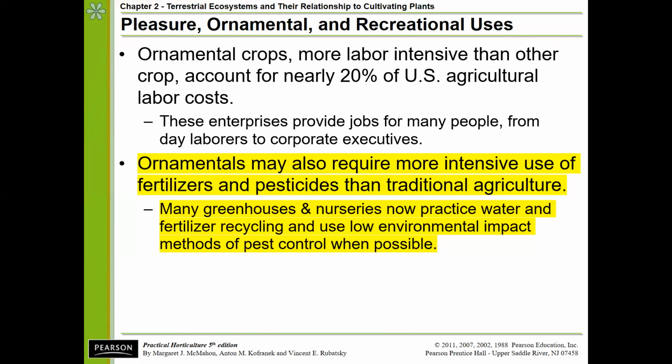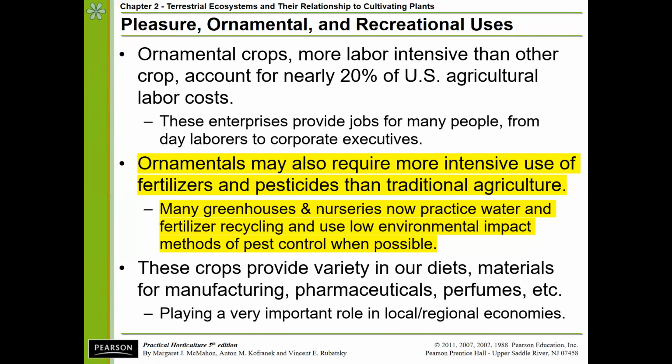On the horticultural end, we have serious issues with our biophilia, because the ornamental side actually may require even more intensive use of fertilizers and pesticides. So that's a huge issue the horticulture industry is grappling with right now. One way to get out of that is by using native plants in landscaping, for instance.